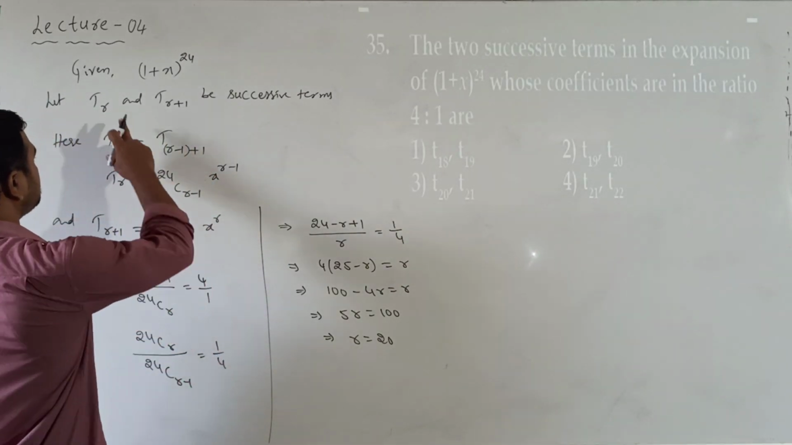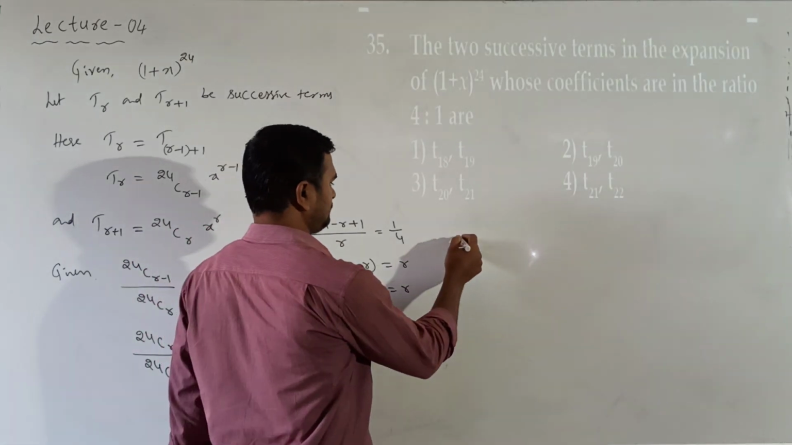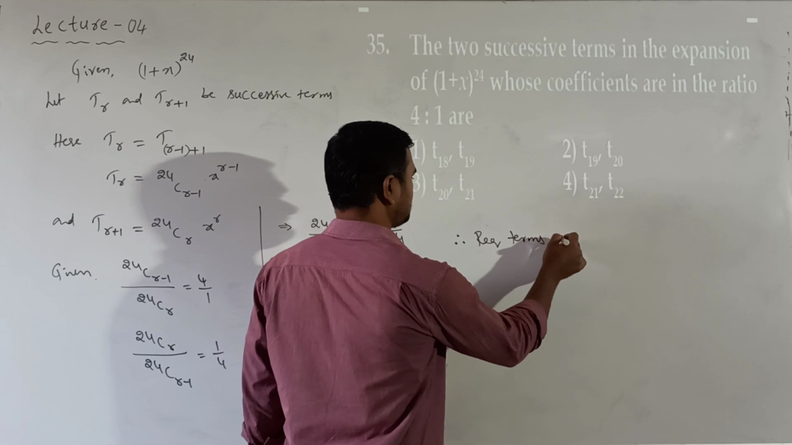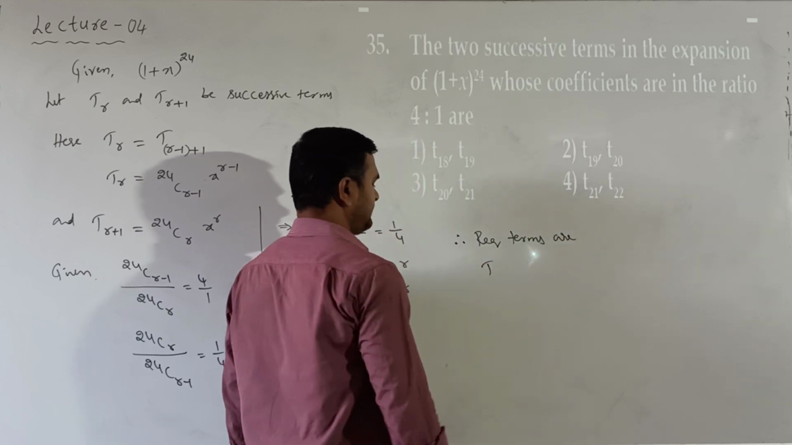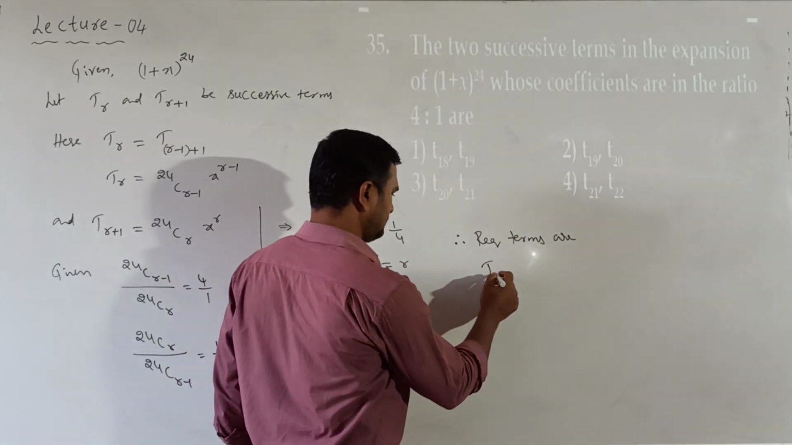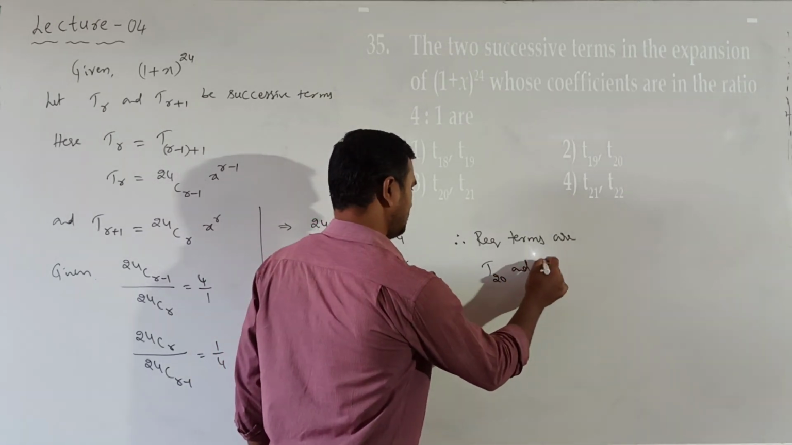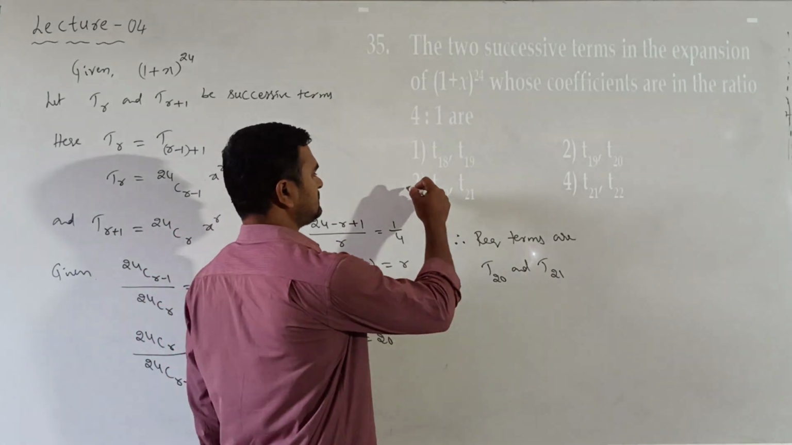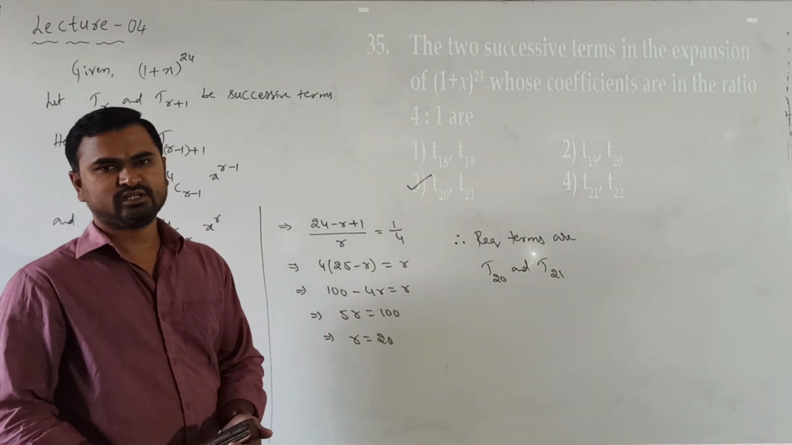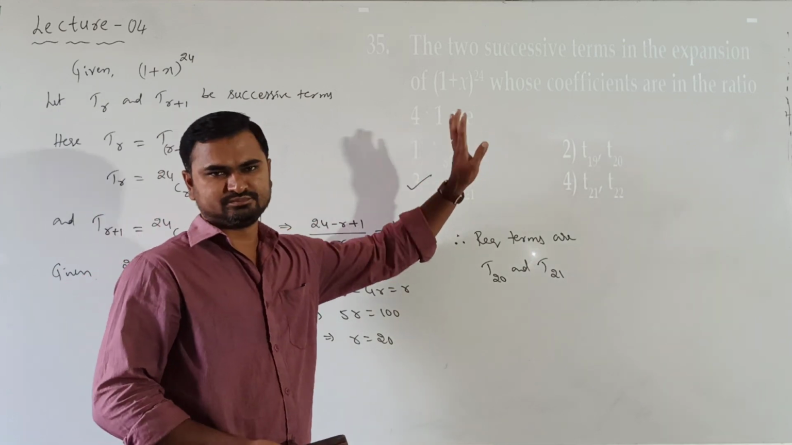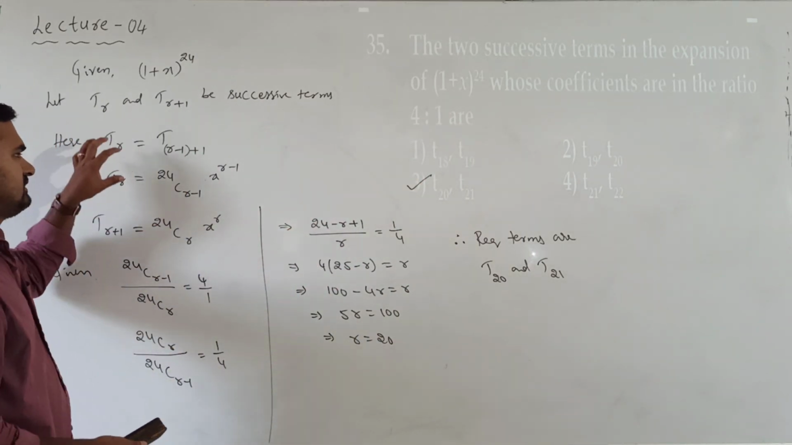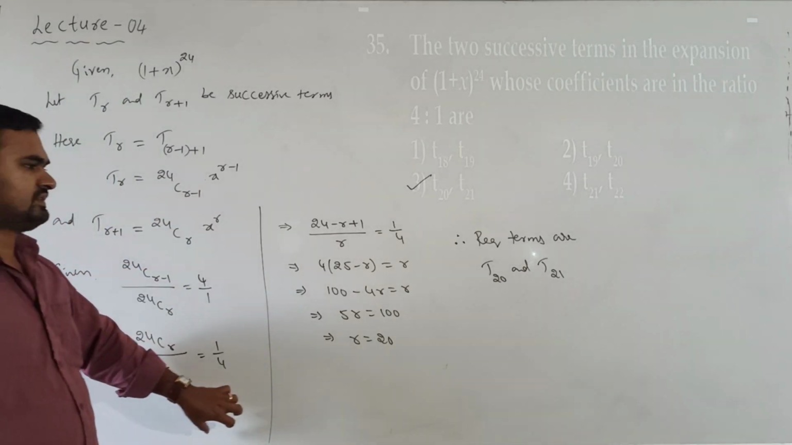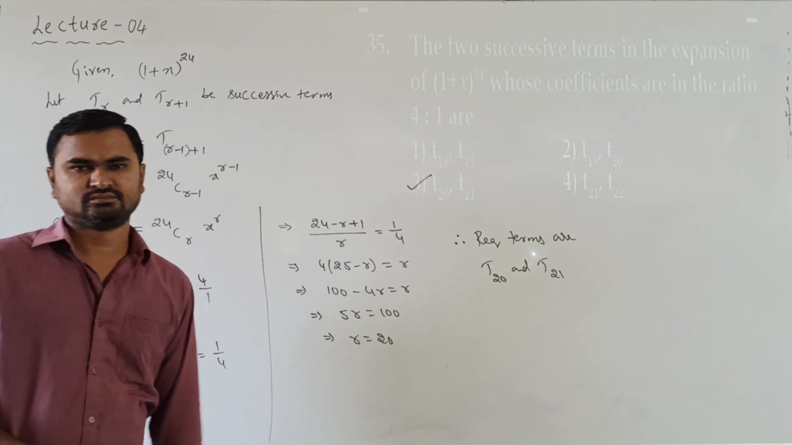Now R is 20 means what are the required terms? So therefore, required terms are TR means T20 and TR plus 1. So 20 and 21 terms. Their coefficients will be in the ratio of 4:1. Okay. So let us write the terms first and then take the coefficients ratio. Solving them, we can find the R. Okay.